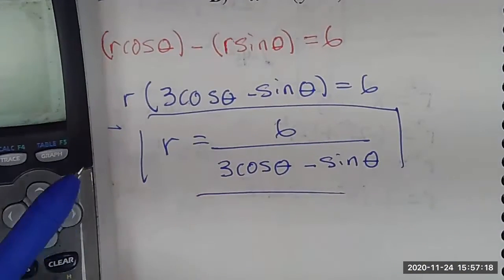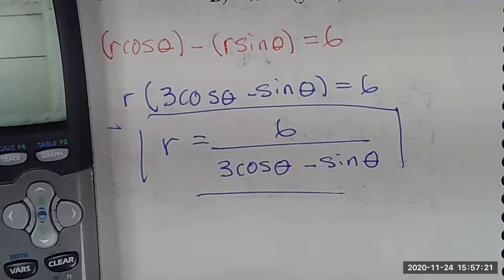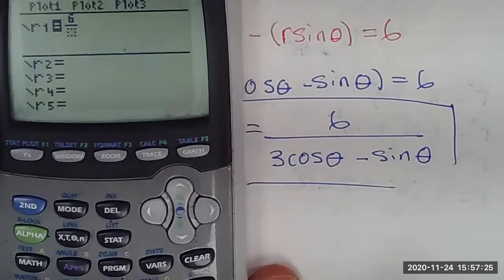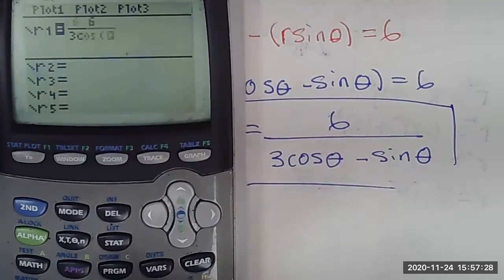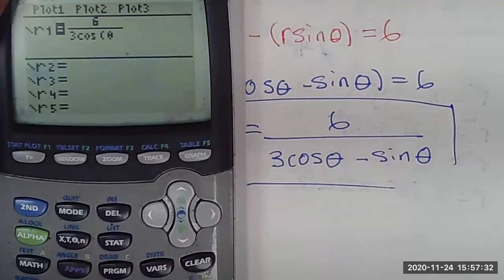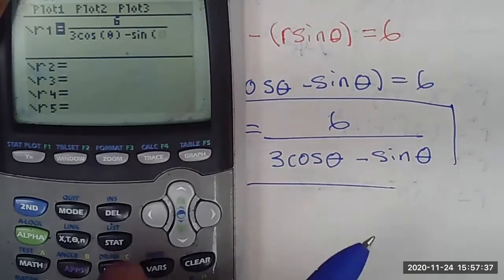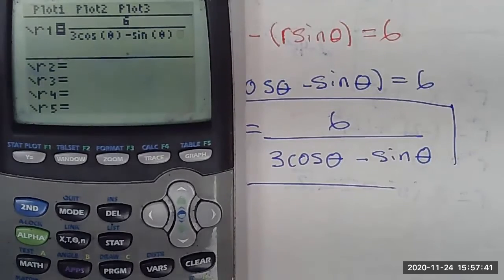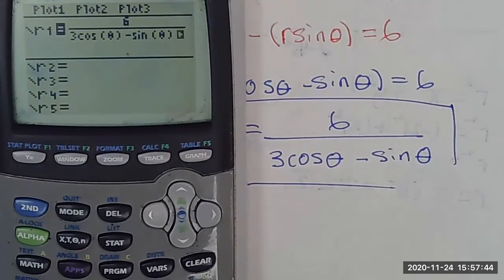So I'm going to go second, put the fraction in there, put a 6 in the numerator, and then the bottom down here is a 3 cosine. Okay, now if I press this button, it will be a theta, not an x. Close the parentheses and then subtract sine of that theta. Now, I'm not going to press zoom standard. I'm not going to do that because this is a little peculiar.